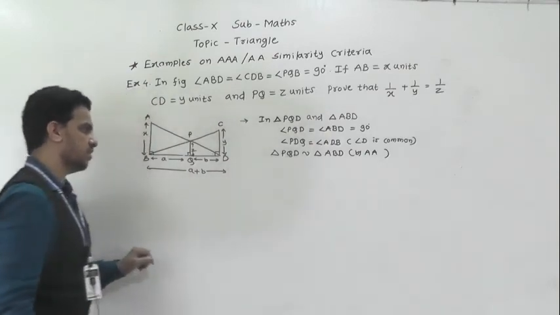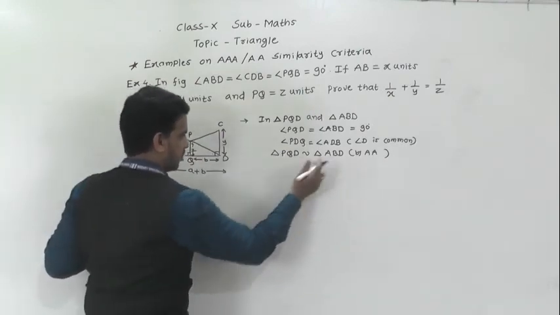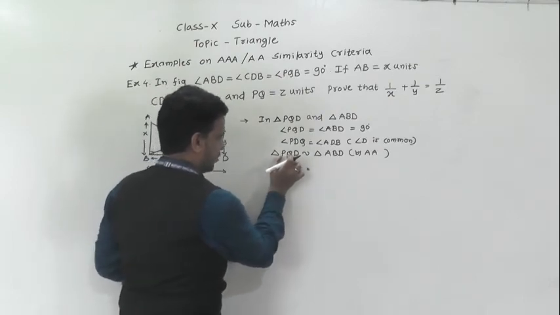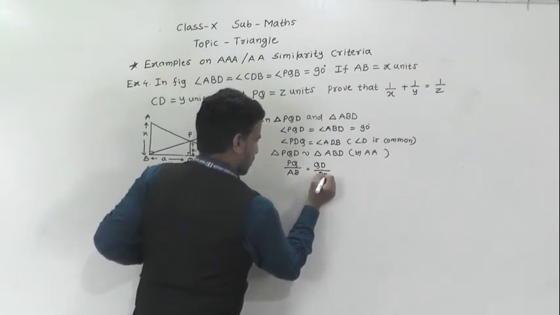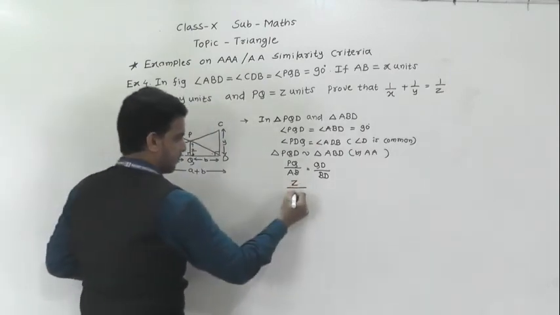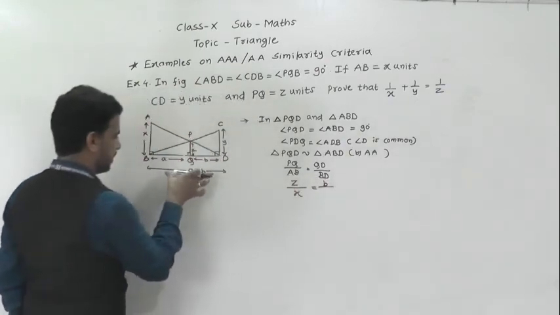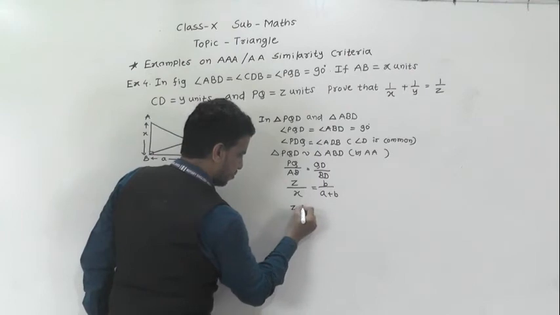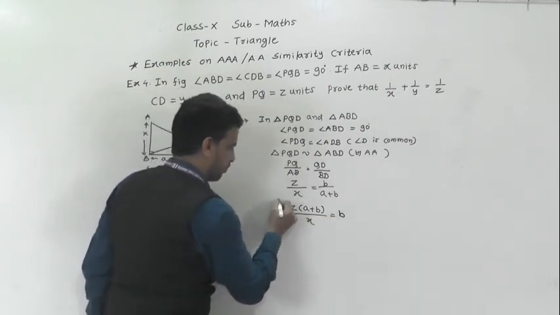If these two triangles are similar, we can write sides are in proportion. Here I am taking sides PQ by AB. If the names are correct, then we can take sides directly from this: PQ by AB is equal to QD by BD. Now putting values, PQ is Z and AB is X, so Z by X is equal to QD, which we supposed is B, divided by BD, that is A plus B. So if we find the value of B, B is equal to Z into A plus B, divided by X. So this is the value of B.